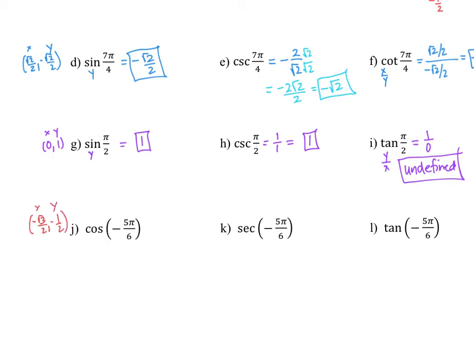Okay, let's see, if I want the x value for cosine, that's negative root 3 over 2. Secant is the reciprocal of cosine. So if I know the cosine is negative root 3 over 2, let's take the reciprocal of this. And I'm, of course, not going to leave it like that with a radical in the denominator.